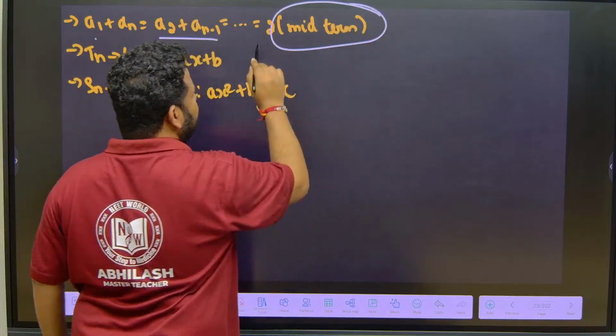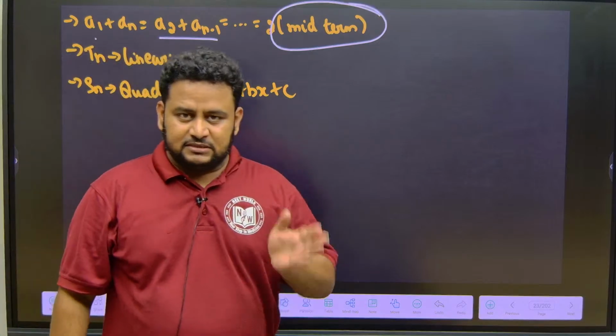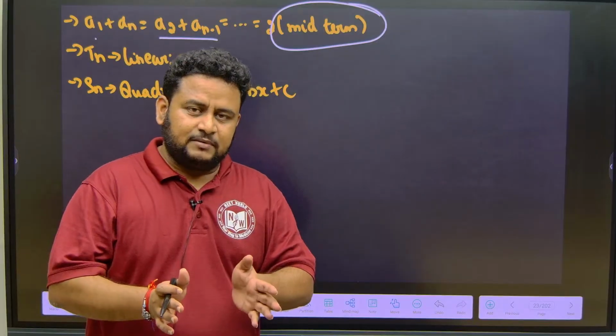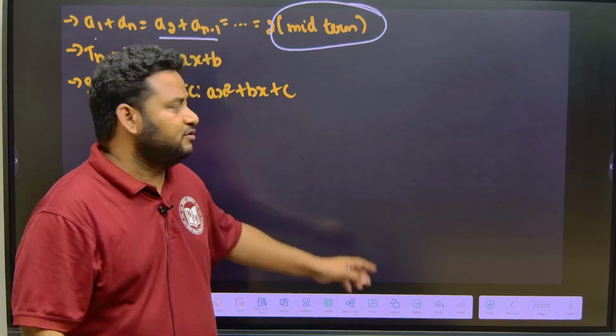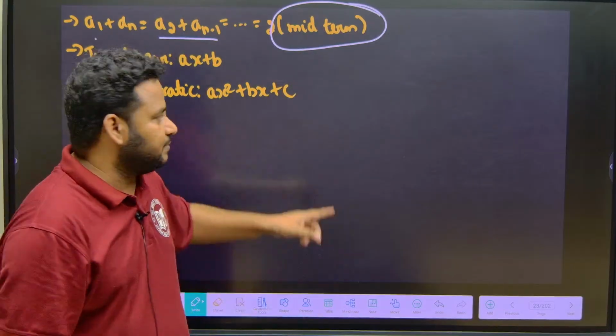This is a very important property. I told you, first term plus last term, second term plus second last term, third term plus third last term will be equal to some value. That some value is nothing but 2 times the middle term. 2 times the what? 2 times the middle term. Please keep this in mind.